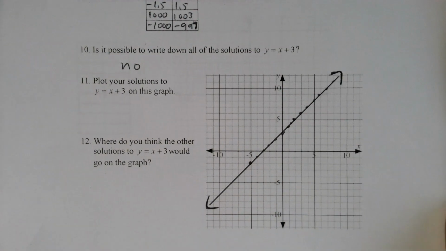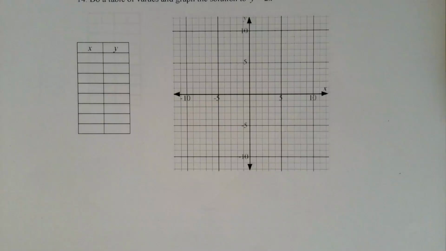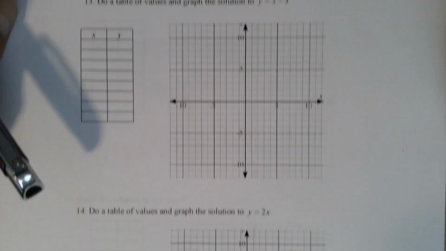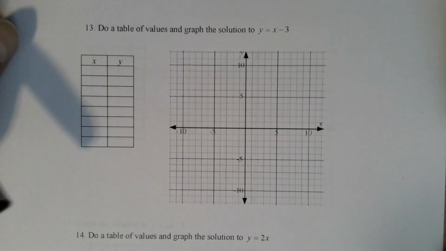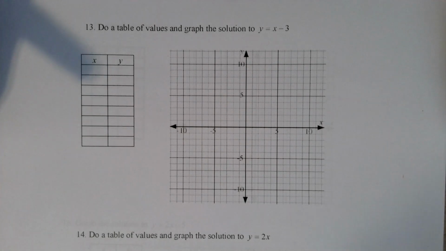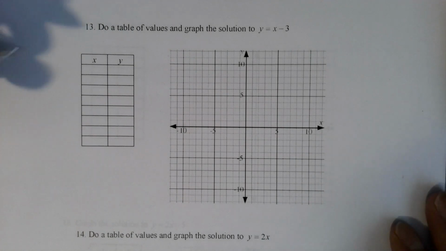Okay, so let's have a look at another one of these. Here we want to do a table of values and graph the solution to y equals x minus 3. As we just talked about, there's going to be an infinite number of solutions. The question is, obviously we don't want to do more than we have to. So what's the minimum number of solutions we need to find to figure out where a straight line is? Okay, let's find one solution.